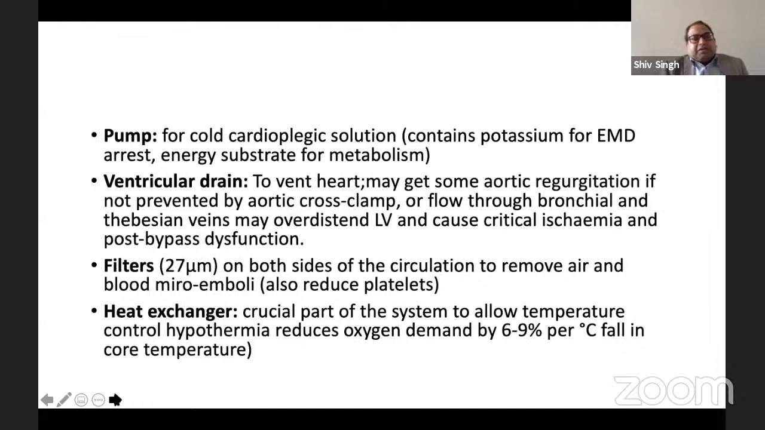There are filters, 27 micron filters on both sides of the circulation. This is to remove air and any microemboli.